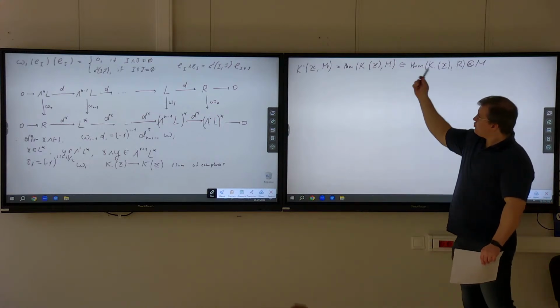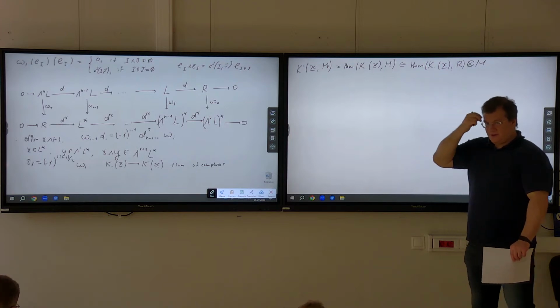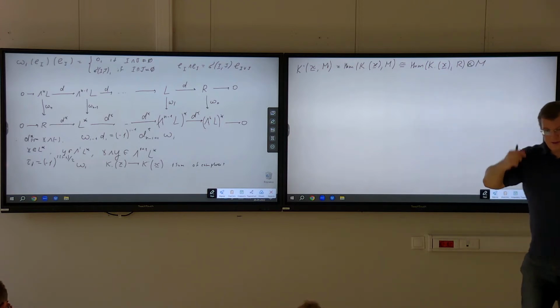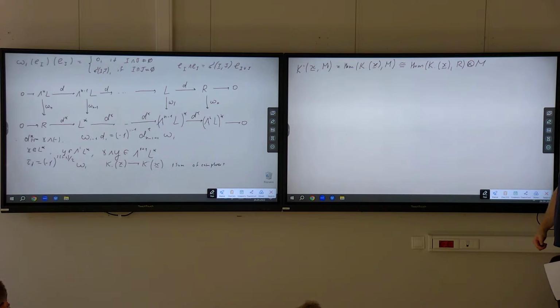Why do we have such an isomorphism here? We need to use one of the properties of the Koszul complex. It won't be true for any complex.